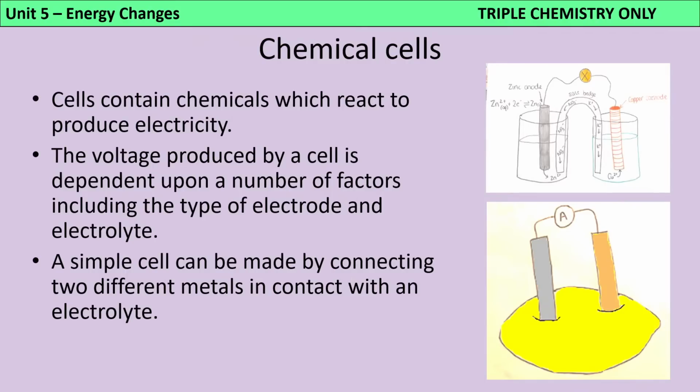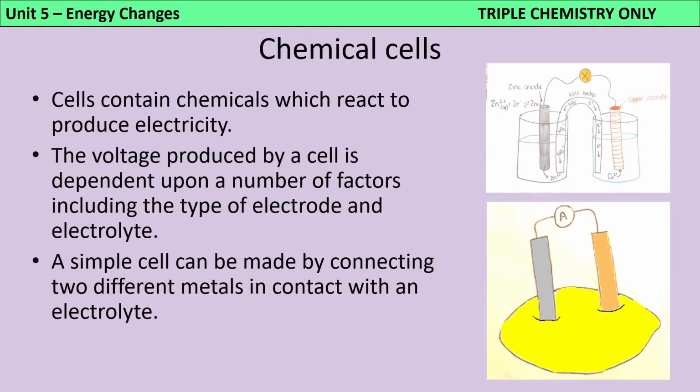and the particular voltage that's produced by a cell depends on a number of factors, including the electrode and also the electrolyte. So there are lots of different experiments we could do where we change the metal of the electrodes and see how that affects the voltage. Or a different experiment we could do is change the concentration of the electrolyte and see how that affects the voltage. But regardless of which experiment we're doing, we can make a simple cell by connecting together 2 different metals that are in contact with an electrolyte.